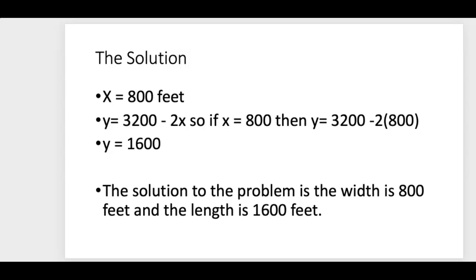If x equals 800 and y equals 3,200 minus 2 times 800, this gives us y equals 1,600. The solution to the problem is the width is 800 feet and the length is 1,600 feet. This is the solution to our problem.